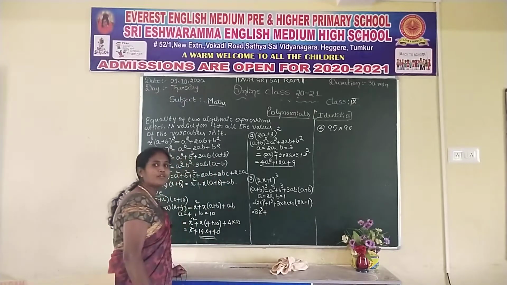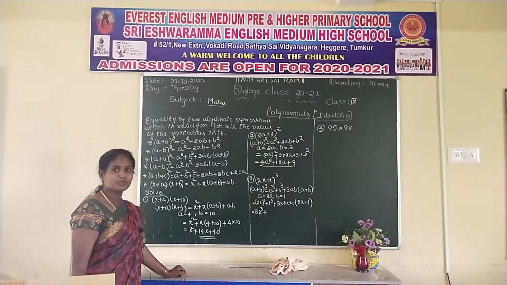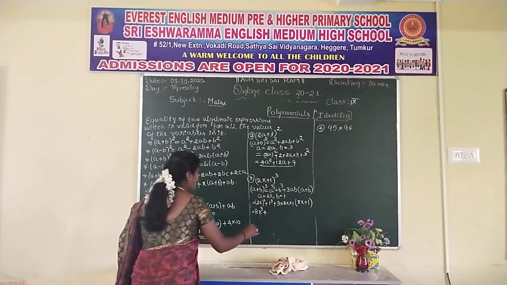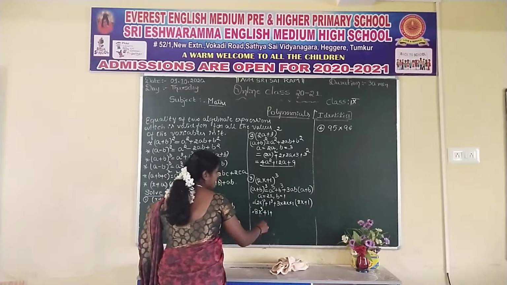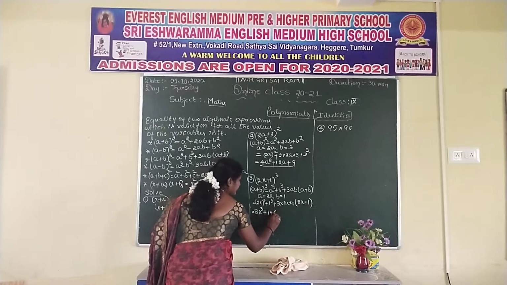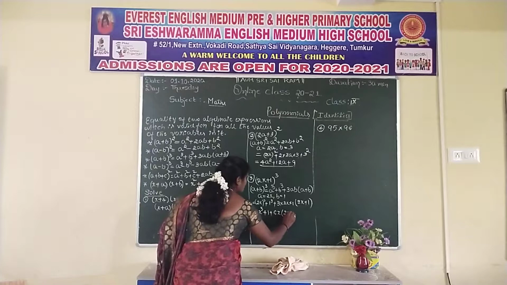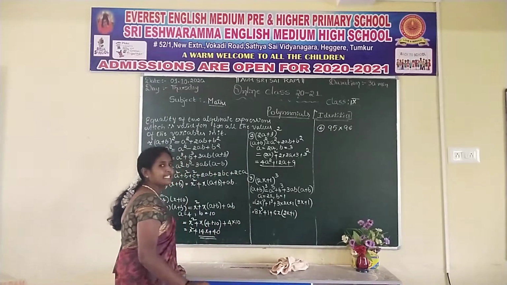What is the value of 1 cube? 1 cube value is 1 only. You could multiply any number of times, but the answer is 1. Plus 3 2s are 6 into x, into 2x plus 1 as it is.